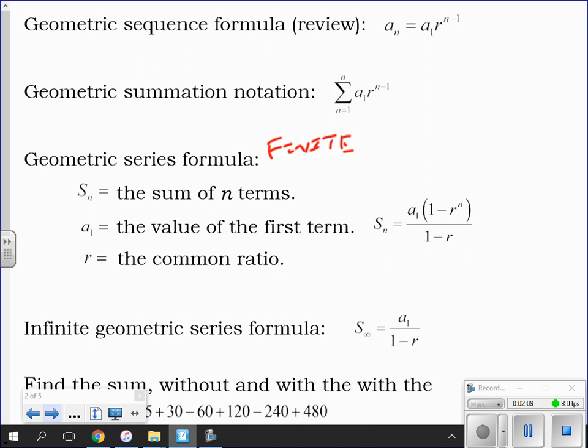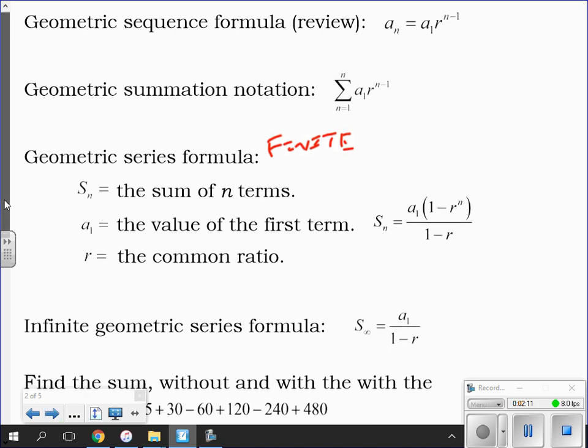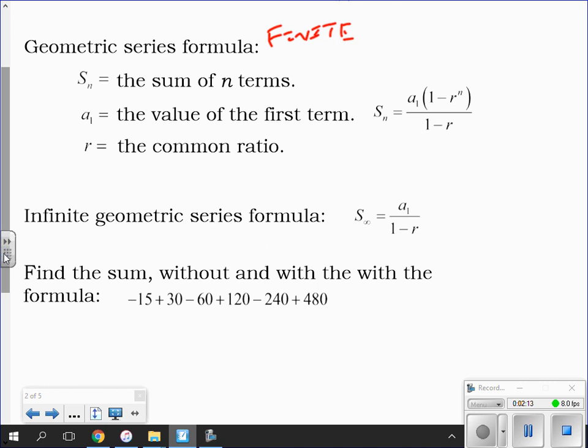Now, if you have an infinite geometric series, it's actually a little bit easier to do. You take the first term and divide that by 1 minus the ratio. But remember, in order for this to work, the absolute value of r must be less than 1. So if I have r as a fraction less than 1, it'll work.